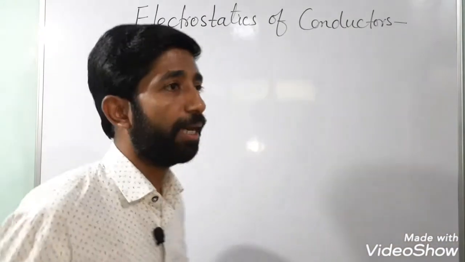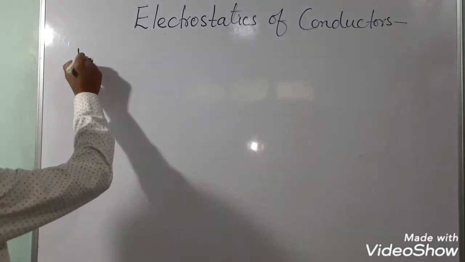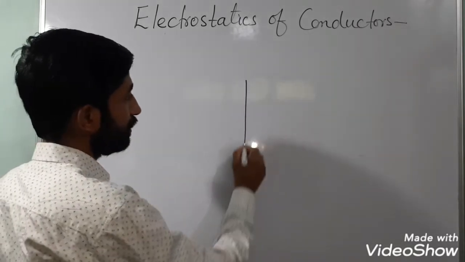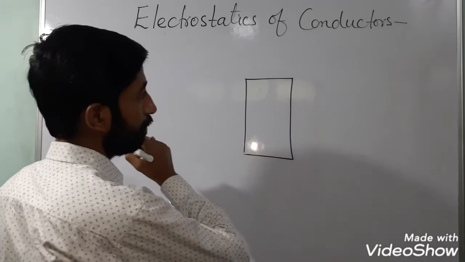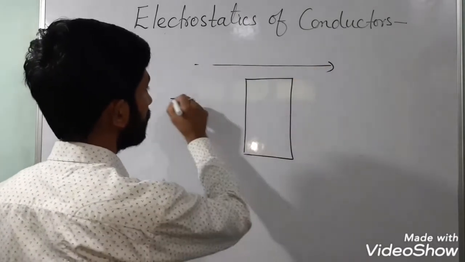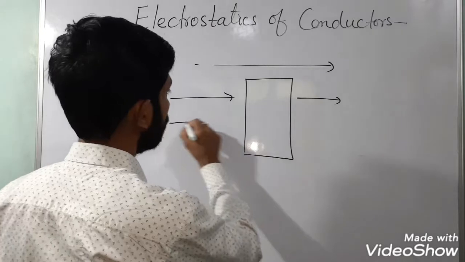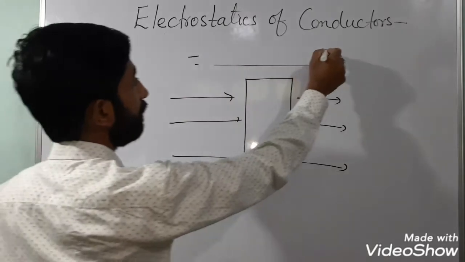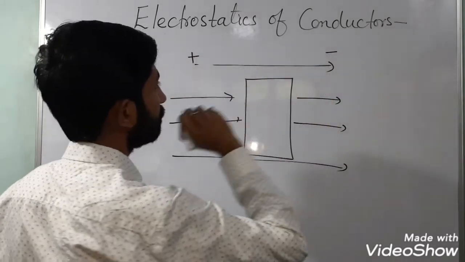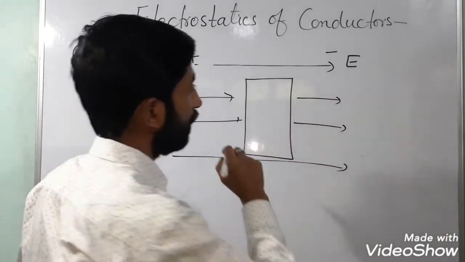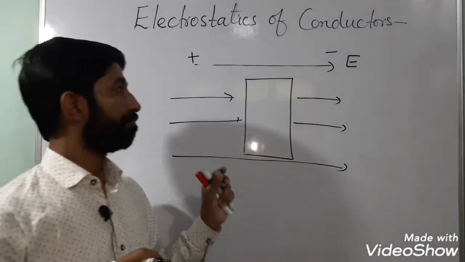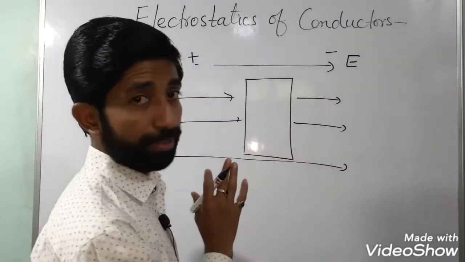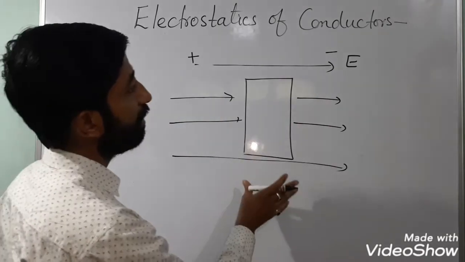And let's see why this happens. I am not writing the whole heading, only speaking about this. So imagine this is a conductor placed inside an electric field. Okay, this is the electric field pointing from my left to right, and its intensity is E. We know there are so many free electrons inside the conductor. What happens to those free electrons under the effect of this external electric field?